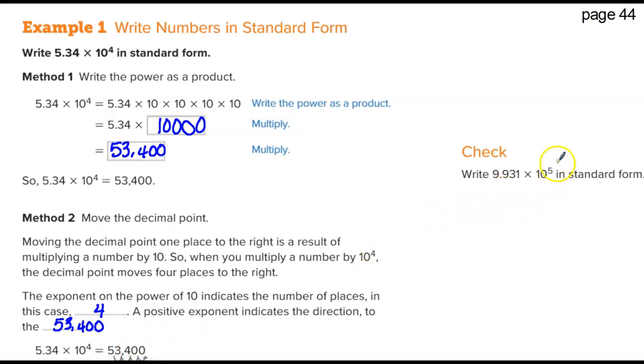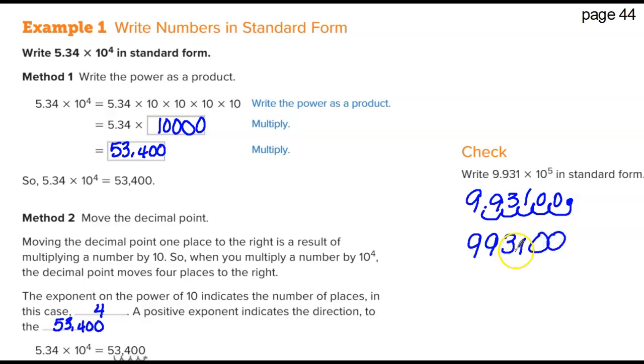So here's our check. This says move the decimal 5 places to the right. Positive is to the right. So if we started with 9.931 and we move 5 places right, we would go 1, 2, 3, 4, 5. Always fill in dippies with zeros. I call these dippies. All right. Then you rewrite the number 9931 with 2 zeros, and then you can go back and put your comma in. 993,100.